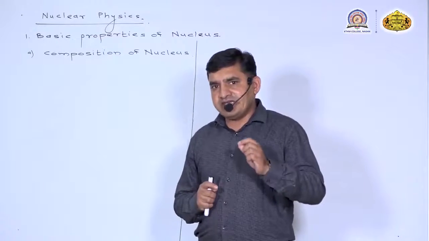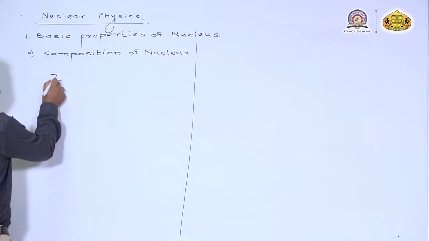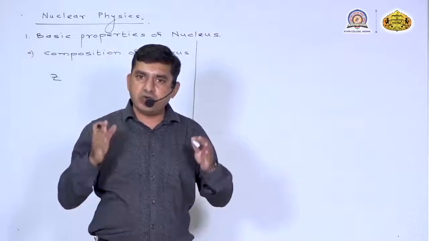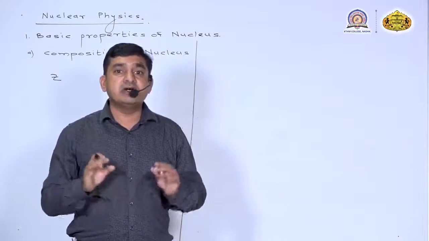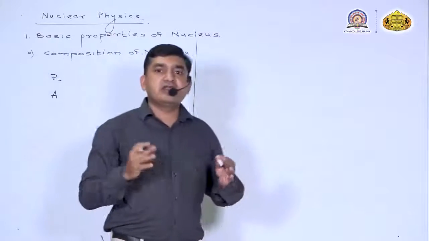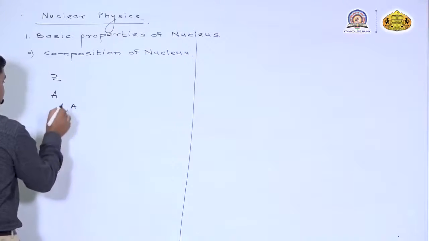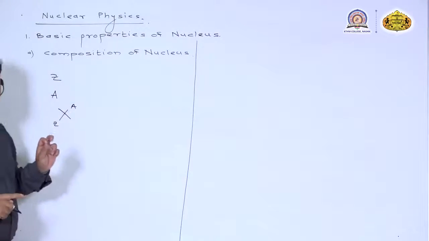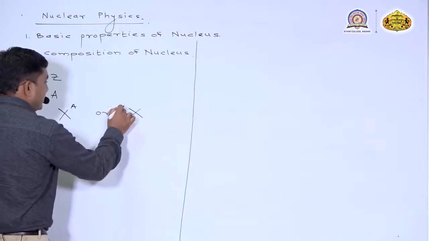The number of protons present in a nucleus is the atomic number, and it is denoted by Z. The total number of protons and neutrons present in a nucleus is known as the mass number, and mass number is denoted by A. So we can represent the atom as X with A as superscript and Z as subscript, where A means mass number or atomic mass and Z means atomic number.